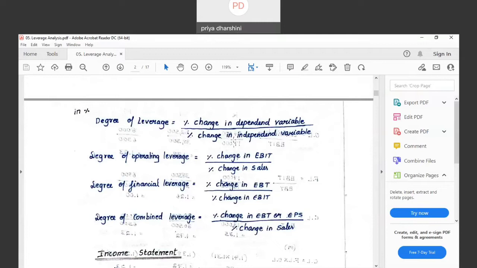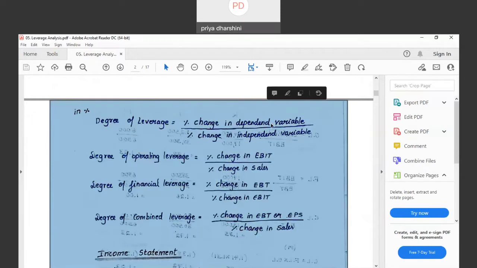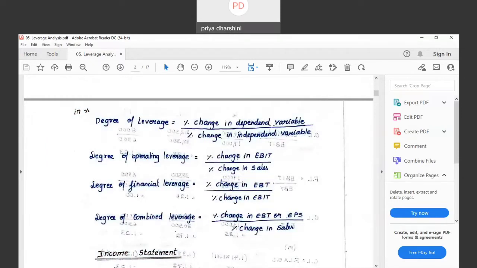It is percentage change in dependent variable divided by percentage change in independent variable. This is the common formula. So if you remember one formula, you can knock off all the three formulae for operating, financial and combined leverage. Percentage change in dependent variable divided by percentage change in independent variable.